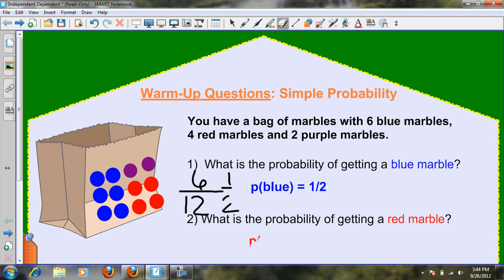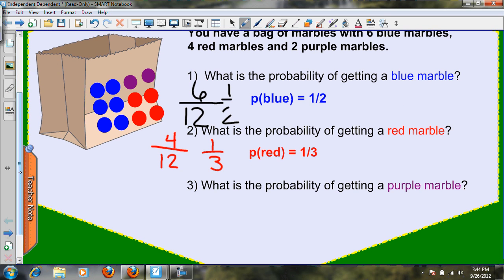What is the probability of getting a red marble? How many red marbles do we have? 4. How many total marbles do we have? 12. 4 twelfths will simplify to 1/3. So the probability of a red marble is 1/3.